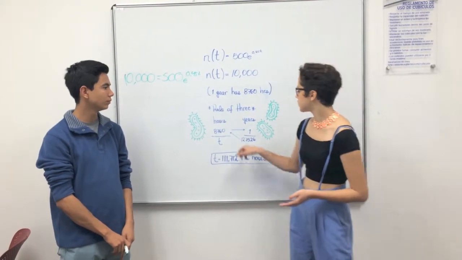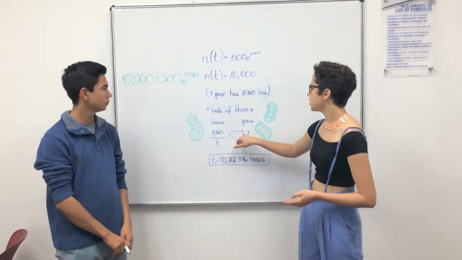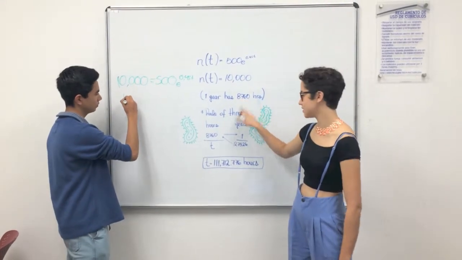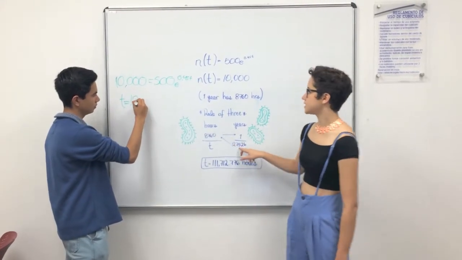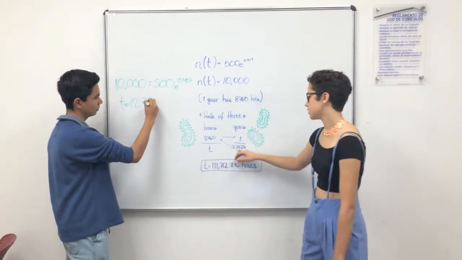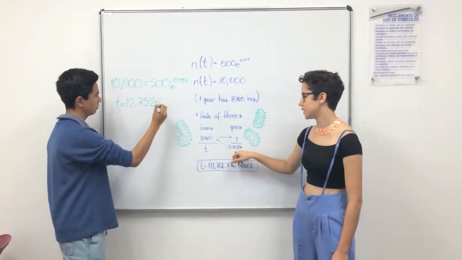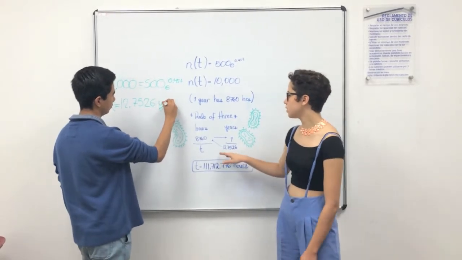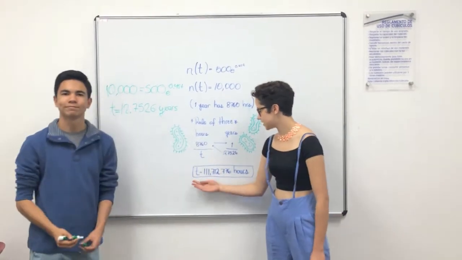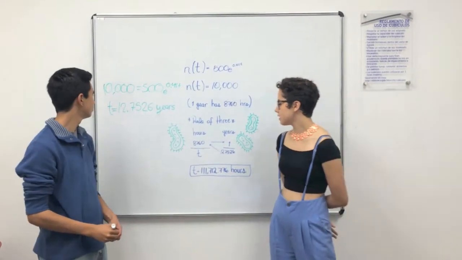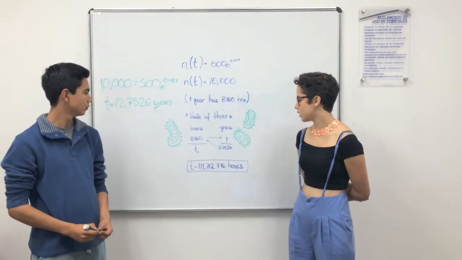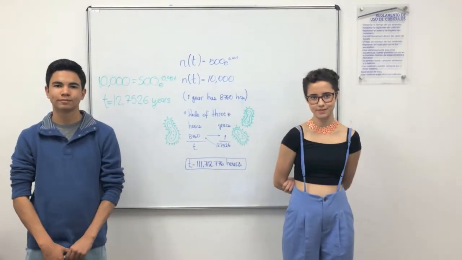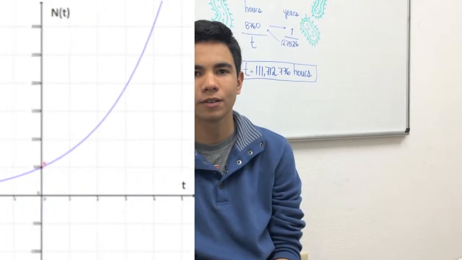So we put our 1 year, which we know has 8,760 hours, and since we isolated t, we got a result of 12.7526 years. So we make a rule of 3, and our result is 111,712.776 hours.